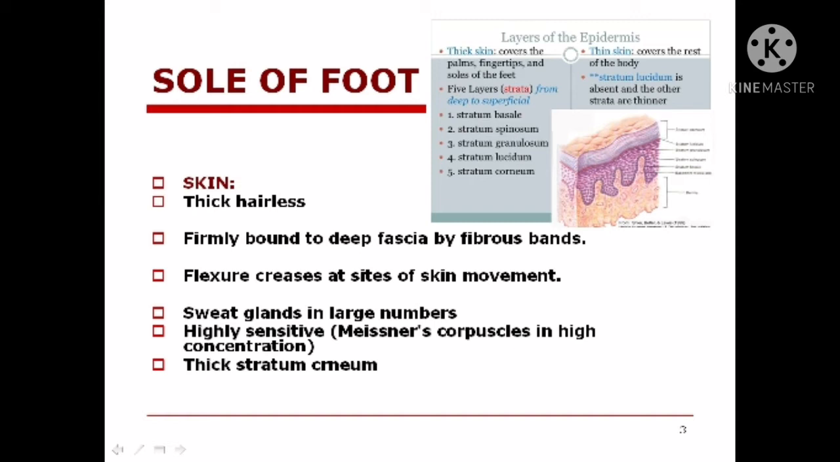The sweat glands are plentiful in number. The skin is highly sensitive due to the abundance of Meissner's corpuscles in high concentration. The thick stratum is the corneum.